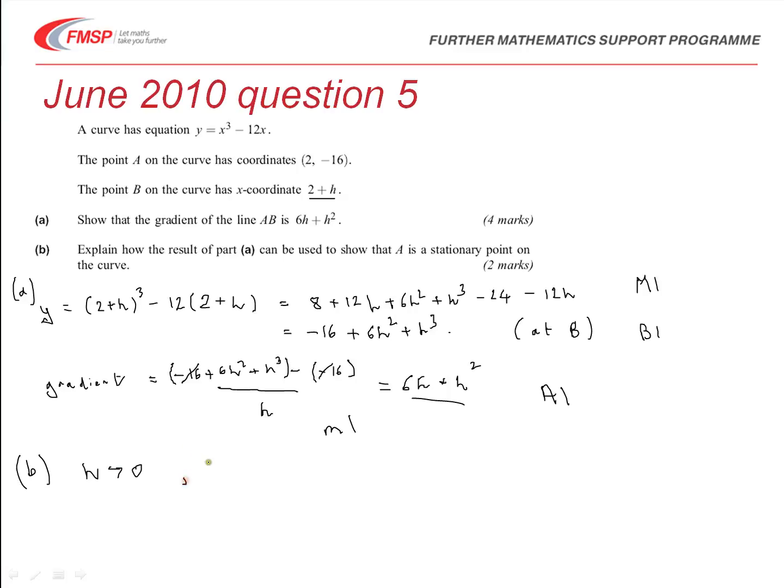So as h tends to 0, 6h plus h squared will also tend to 0, which is implying that the gradient at A is equal to 0, which of course is implying that it's stationary, because you remember a stationary point is one where the gradient of the curve at that point is 0.